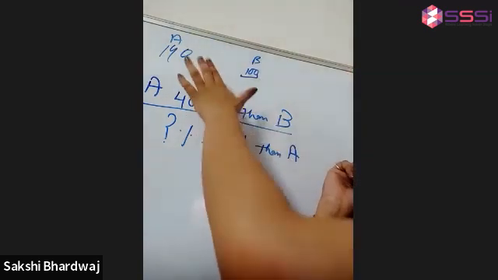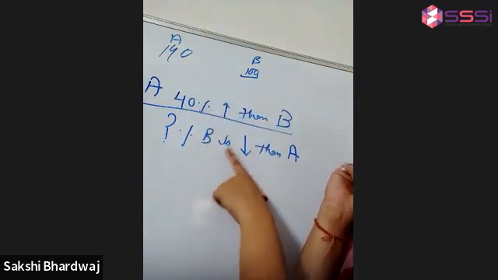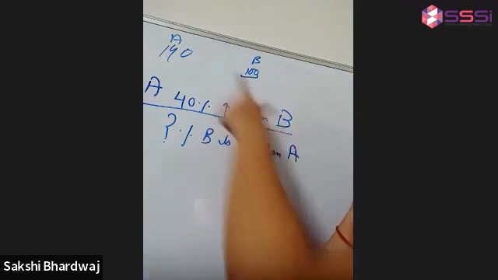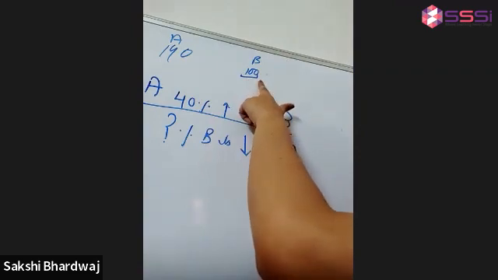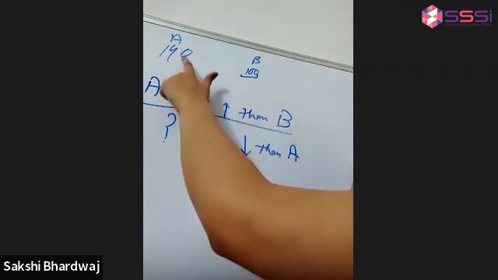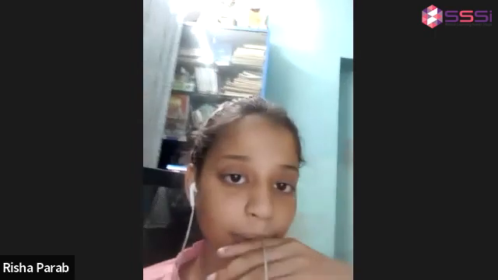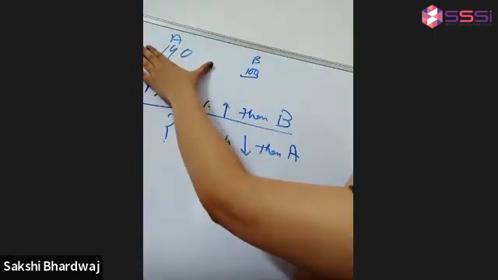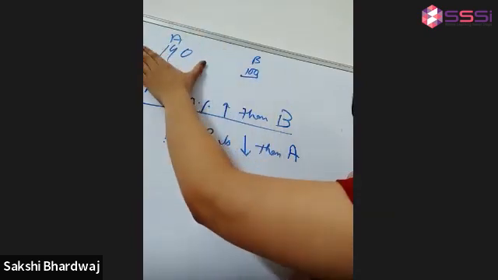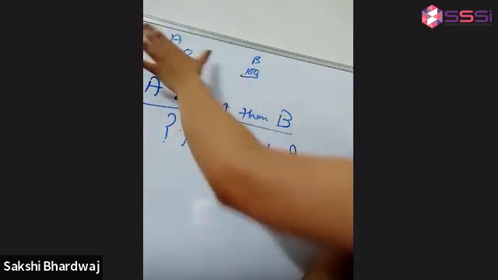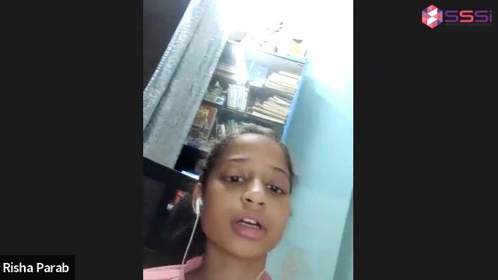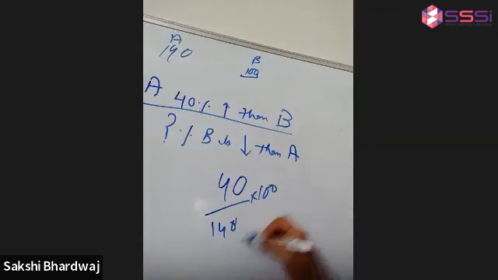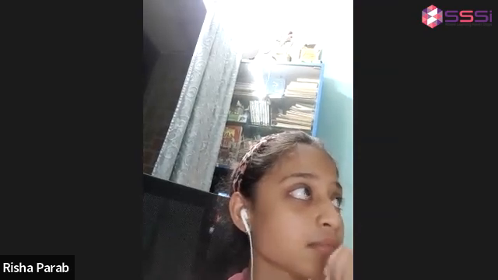Now I'm asking, how much percentage B is less than A? We are comparing it with A now. How much percentage of A? Not B. We know the difference is 40. So now we'll do 40 upon 140 into 100. This will come in fraction or in decimal. Clear, Risha? Yes.